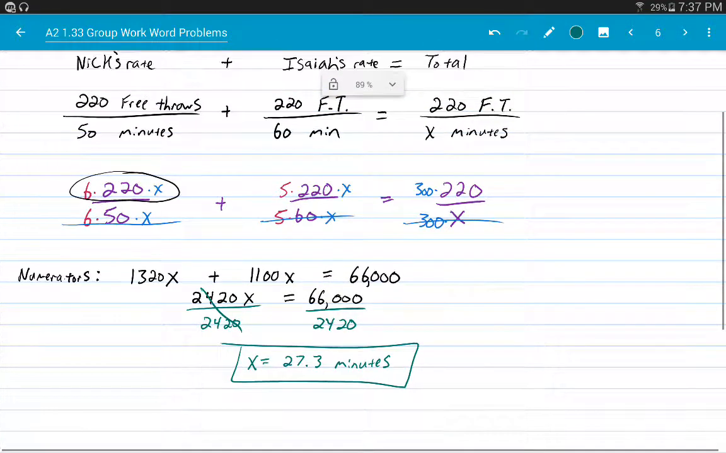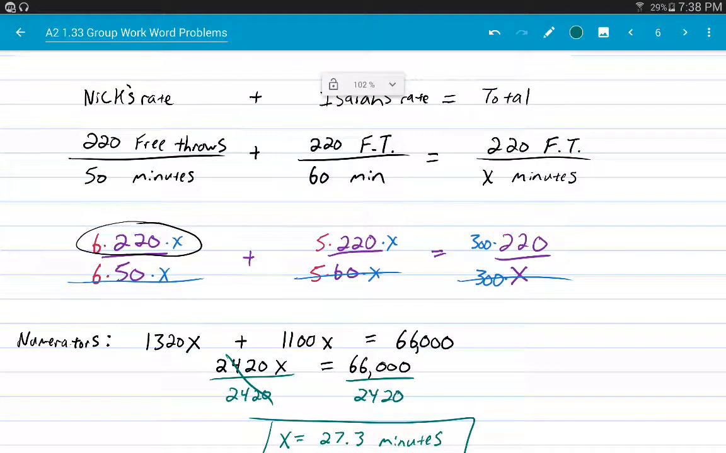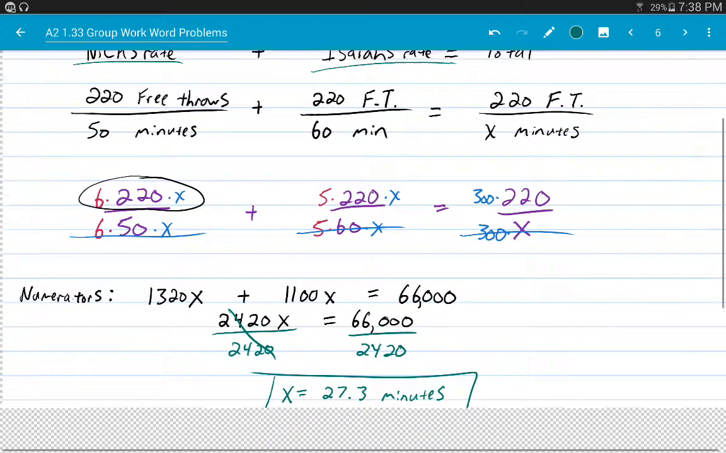And if you think about it, that makes sense. Isaiah would take an hour, Nick would take 50 minutes. If they work together, it should take them shorter. Yep, 27.3 minutes makes sense. So that's what you always do when they're working together. One rate plus the other rate plus a third rate if there are 3 people working together, etc., all equals the total. And your time is always in the denominator. Time is always the bottom.